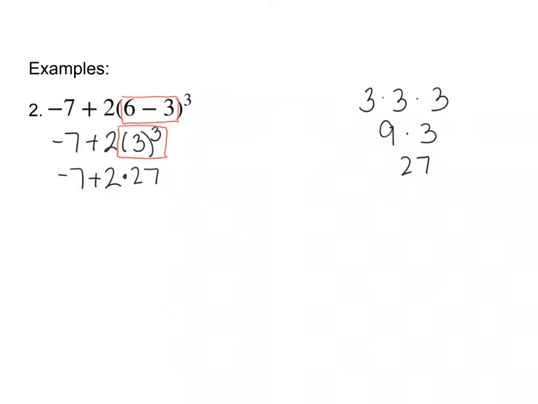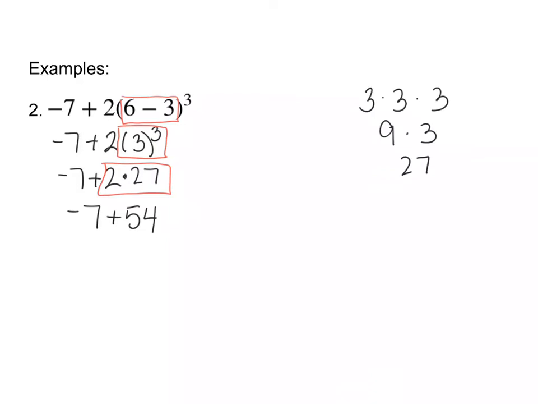Next, after we've done parentheses and grouping symbols, we've done exponents, we're on to multiply and divide, and I see I have a multiply. So that's going to be my next step. The negative 7 is going to stay the same. And then 2 times 27, that's going to be 54. Last but not least, I'm going to take negative 7 plus 54.